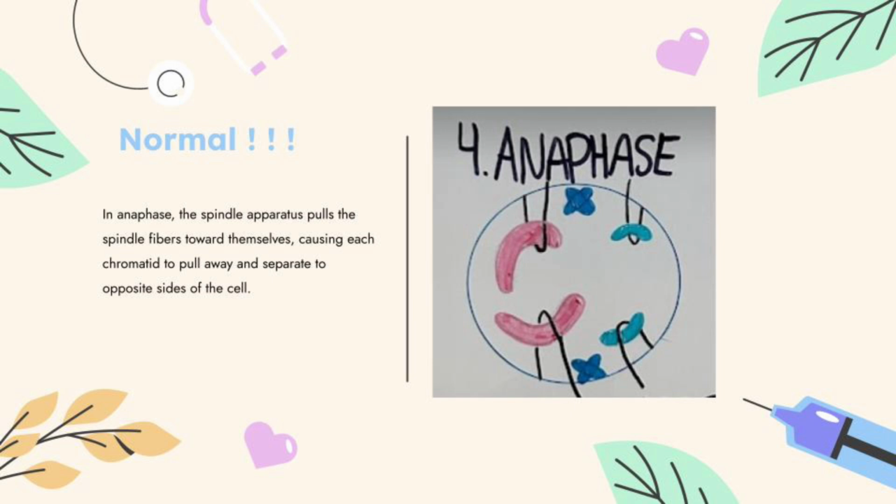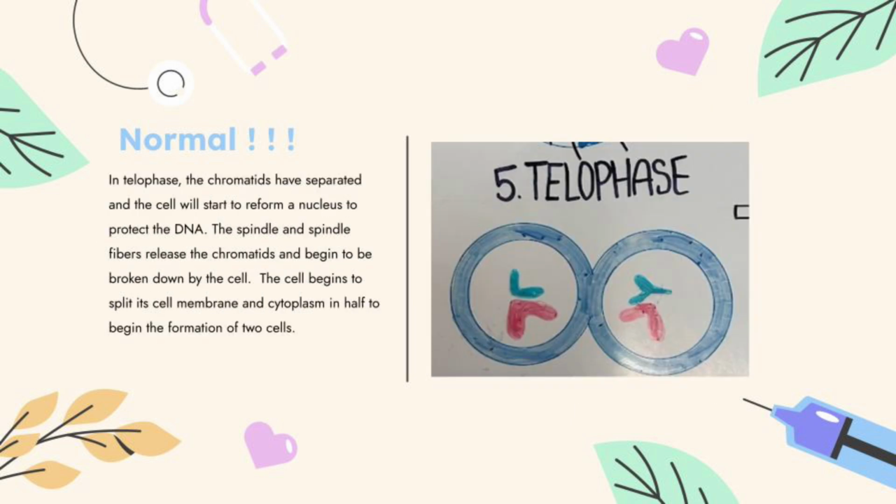sides of the cell. In telophase, the chromosomes have separated and the cell will start to form a nucleus to protect the DNA. The spindle and spindle fibers release the chromatids and begin to be broken down by the cell. The cell begins to split its cell membrane and cytoplasm in half to begin the formation of 2 cells.